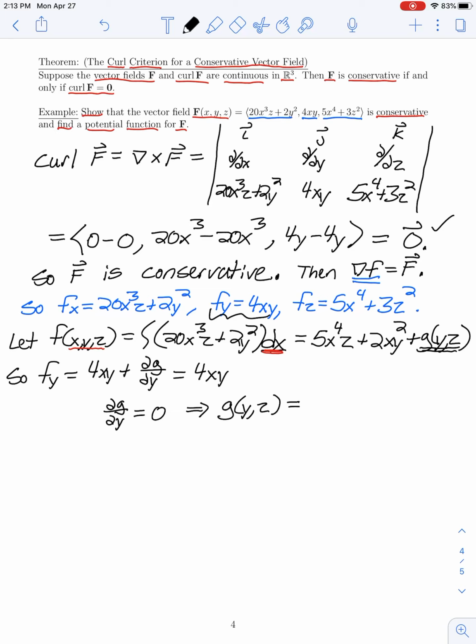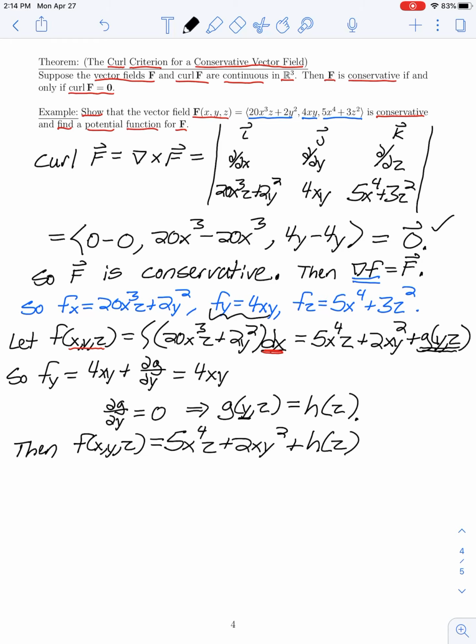So if we have g of y and z and it cannot depend on the variable y, that means that it must be a function of z only. Let's call it h of z. So what we found so far is that the general form for our potential function, f of x, y, z, is given by 5x to the 4th z plus 2xy squared plus g of y and z, which we just found must be a function of z only. We were calling it h of z.